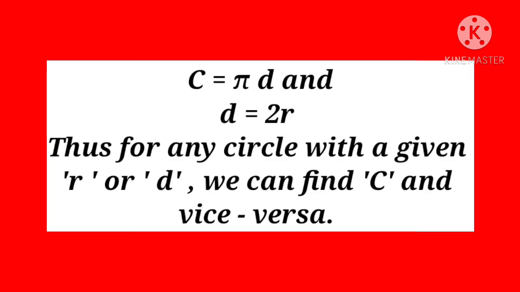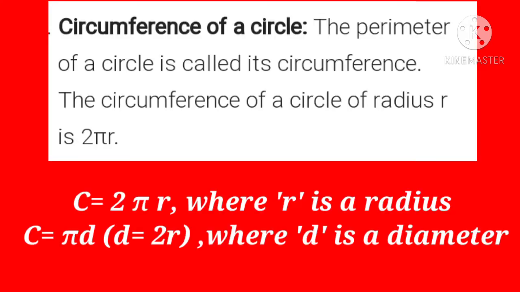Obviously, now we see that circumference C is equal to pi d and d is equal to 2r. Thus, for any circle with the given r or d, we can find C and vice versa. Circumference of a circle: the perimeter of a circle is called its circumference. The circumference of a circle of radius r is 2 pi r and the circumference of a circle of diameter d is pi d.